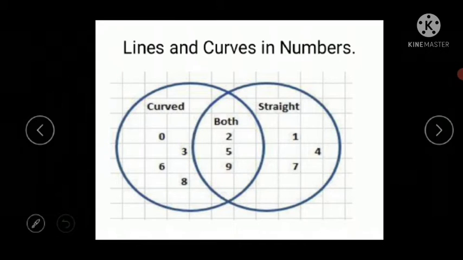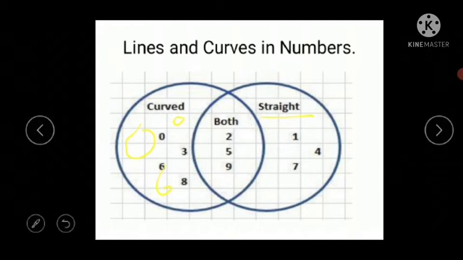First, curved lines. While writing the number, we are using only the curved lines. For example, 0, 6, 3 and 8. In these numbers, we are using the curves. Next one, straight lines. While writing 1, 4 and 7, we are using the straight lines.